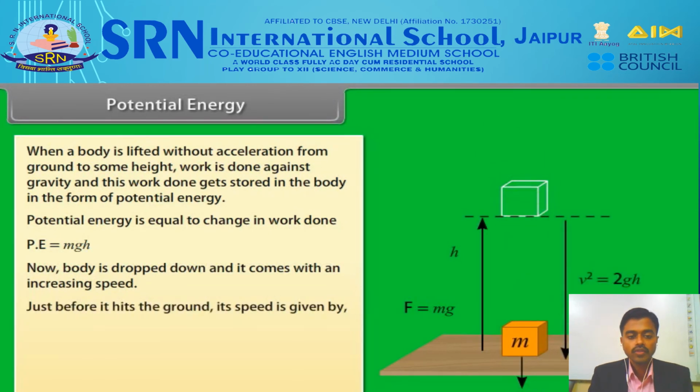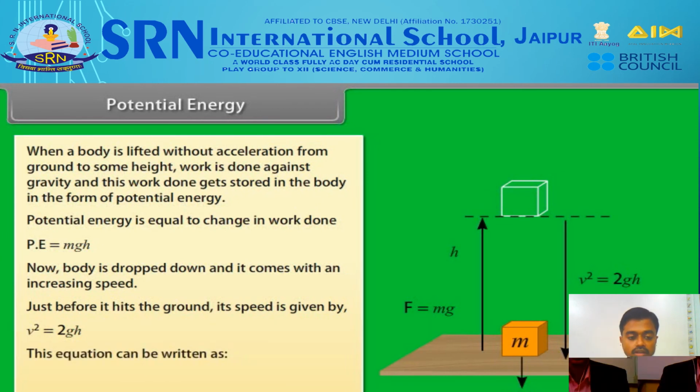Now when we drop the body, its kinetic energy increases and its height decreases. So potential energy will decrease and kinetic energy will increase. Here we are calculating the final velocity as v square is equal to 2gh, as the initial velocity was 0. So v will be equal to the square root of 2gh from the given equation. So that's all for this video on potential energy.